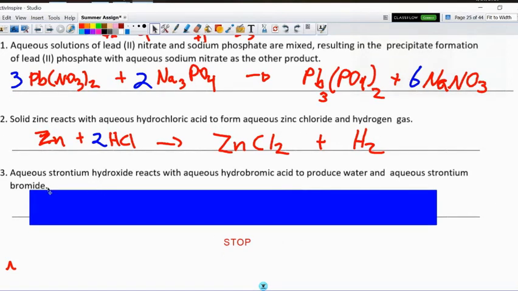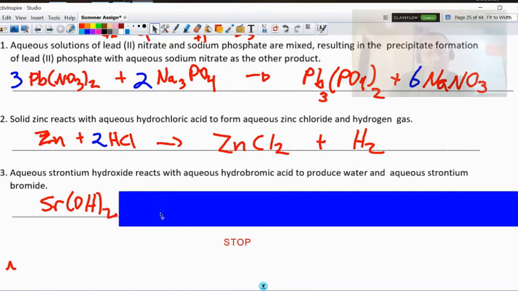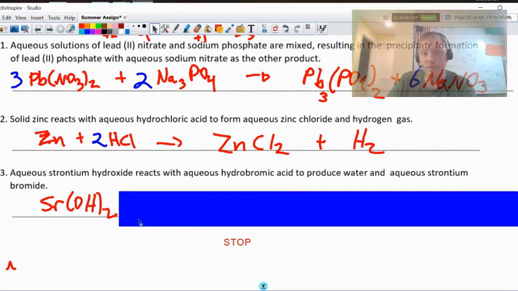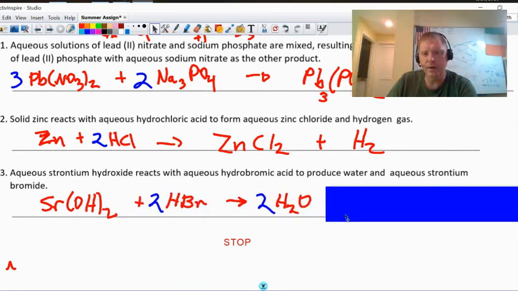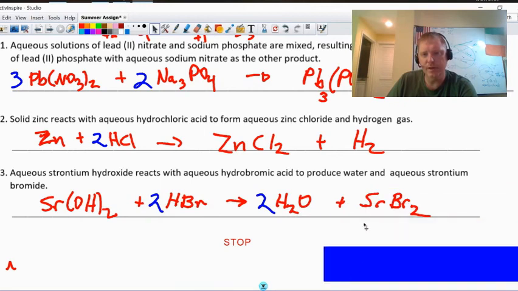And number 63, the last one we're doing in this video, strontium hydroxide. Strontium's a +2, hydroxide's a -1. There we go. Hydrobromic acid, it's got hydrogen and bromine in it. Hydrogen's a +1, bromine's a -1. There we go. Produces water. I know how to write water. And strontium bromide, again, +2, -1, so I have 2 bromines. Then I come back and balance the whole thing, and then I stop the video.